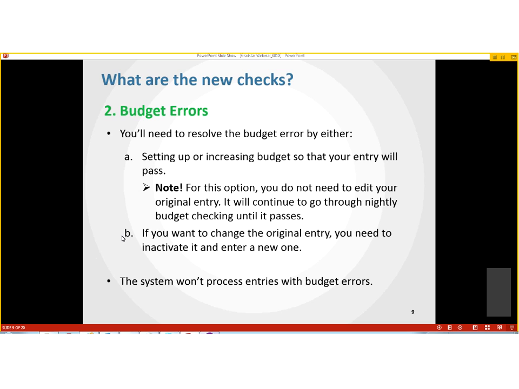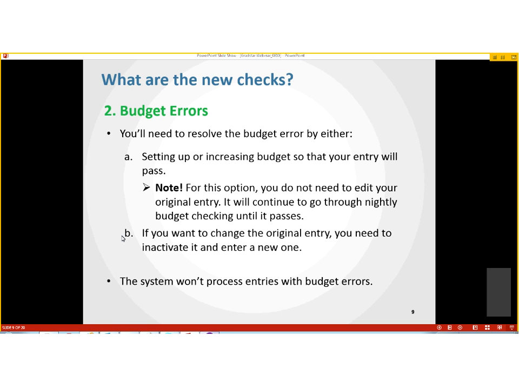So say you get this budget error and the error is that there's no budget set up, or there's not sufficient budget, and the solution is to set up that budget or increase the amount so that the actual chart field you entered on your original entry will pass. Then you just leave that entry alone, because the entry will continue to go through nightly budget checking until it passes. So there's really no need to touch the GradStar entry itself if the budget side is being fixed so that the original entry will pass. Okay, so that's option A.